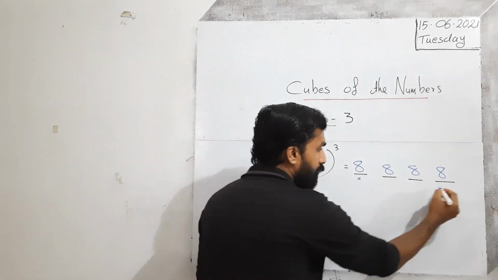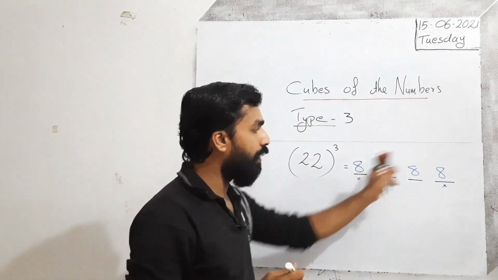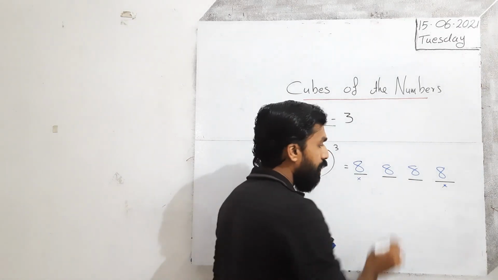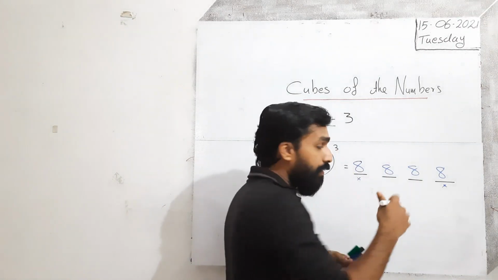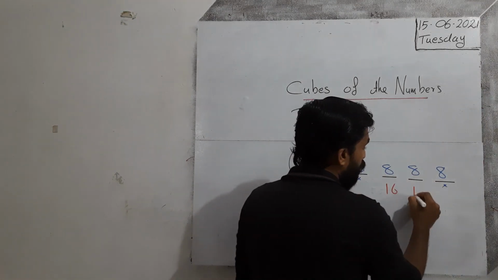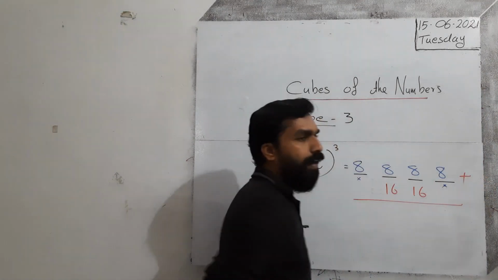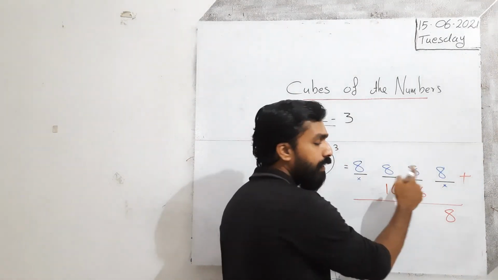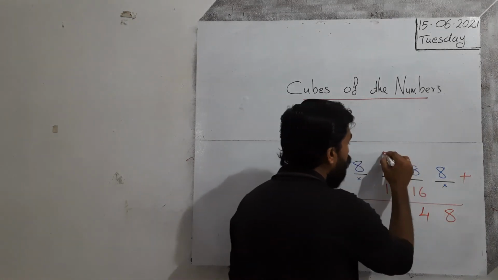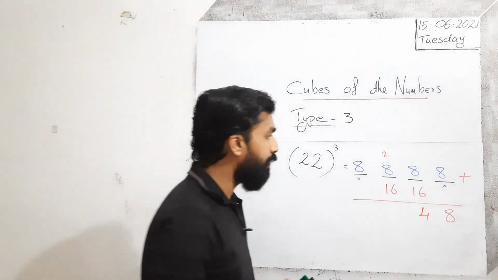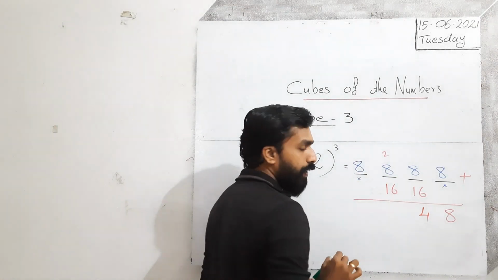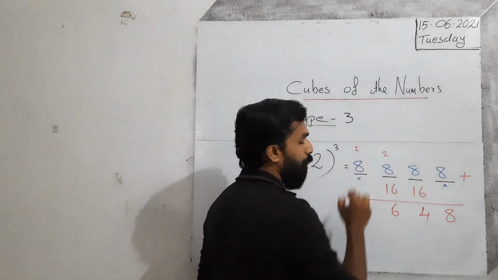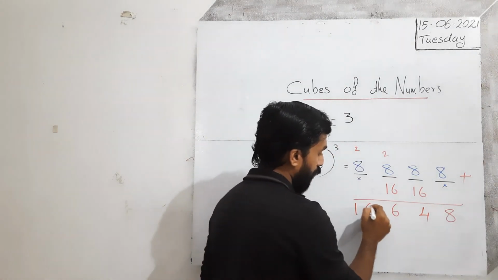Next, the same method: just cancel the last 2, leave the first and last numbers, and the remaining 2 numbers in the middle, 8 8, find its double, 8 double is 16, here also 16. Same method, add the numbers. Here 8, so here also 8 will come. 16 plus 8 is equal to 24, 2 carry over. Next 8 plus 2 is equal to 10, 16 plus 10 is equal to 26, 6 you can write here, 2 carry. 8 plus 2 is equal to 10.